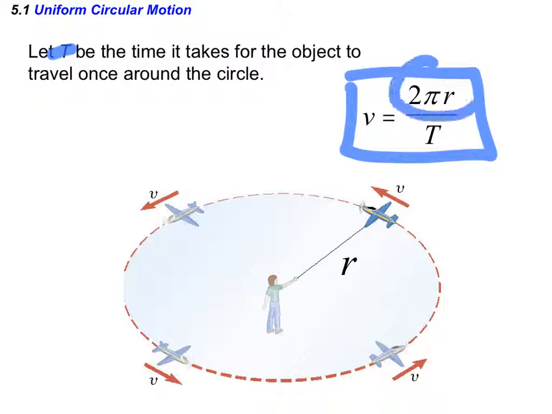Now, where does this 2 pi r come from? That is the circumference of a circle. So this is just essentially the distance divided by the time to give us our average speed.